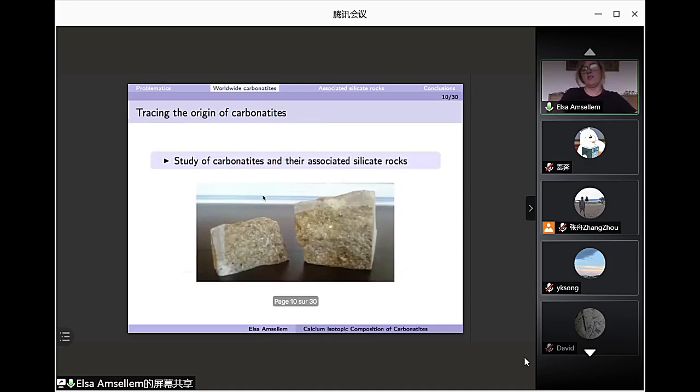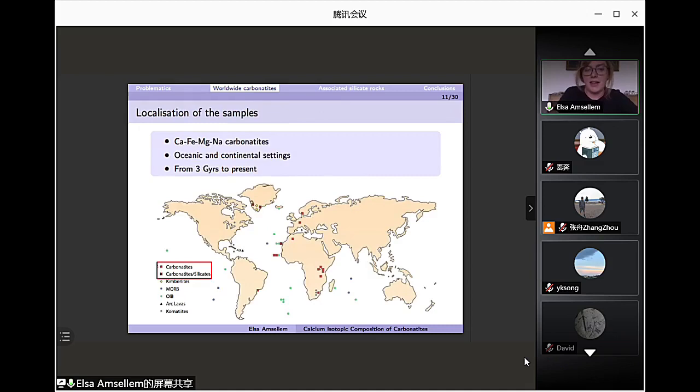So the idea of this study is to use calcium isotopes to trace the origin of carbonatites, and because we think that it can also trace if the carbonatites are formed from a contribution of recycled lithosphere. So I studied more than 50 carbonatites and associated silicate rocks. These rocks are represented by the red squares here. They come mainly from Africa, Europe, Greenland, and Brazil.